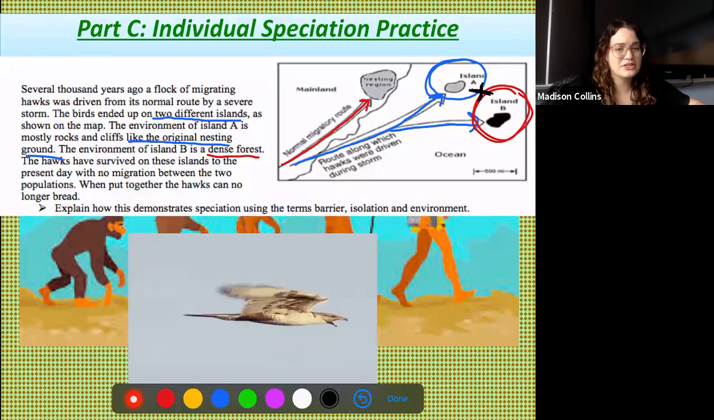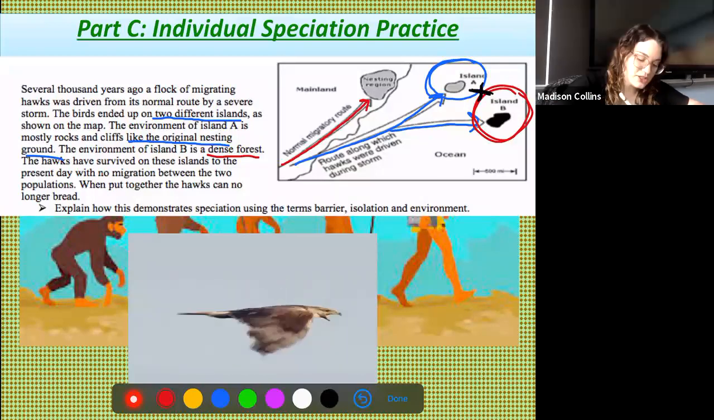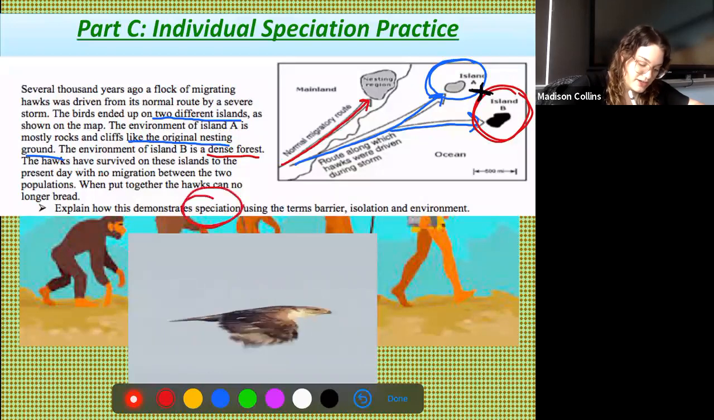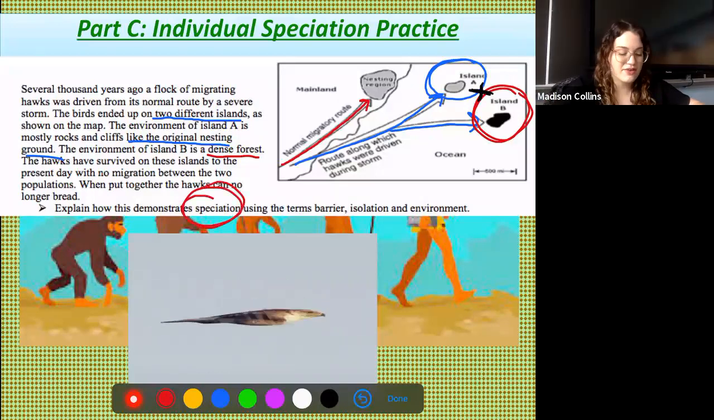Why? I want you guys to explain how this example demonstrates speciation using the terms barrier, isolation, and environment. See if you can figure this out.